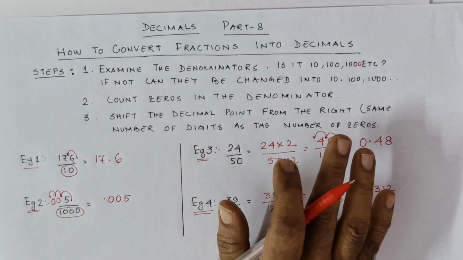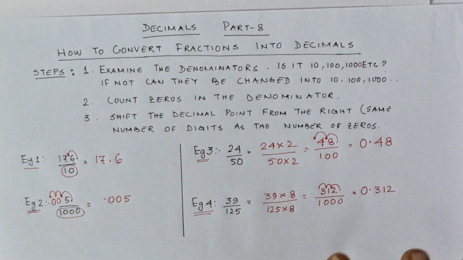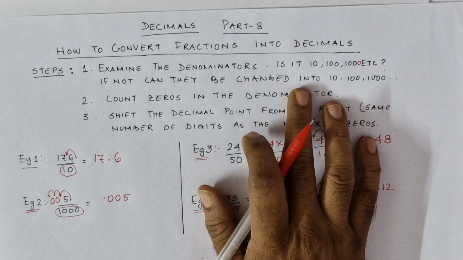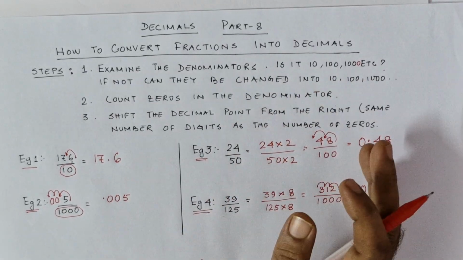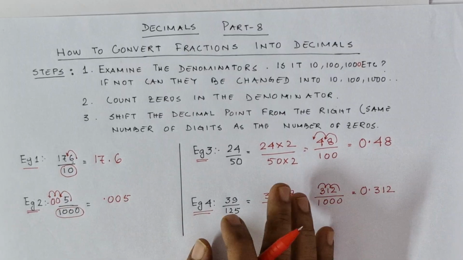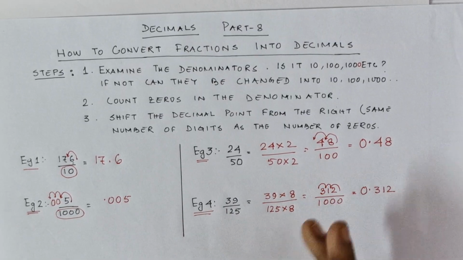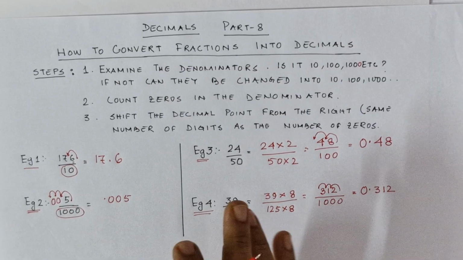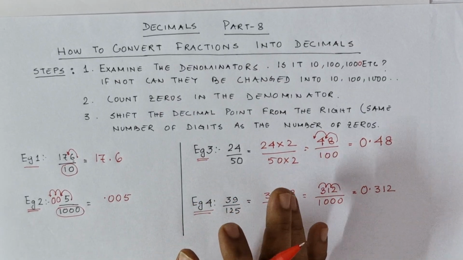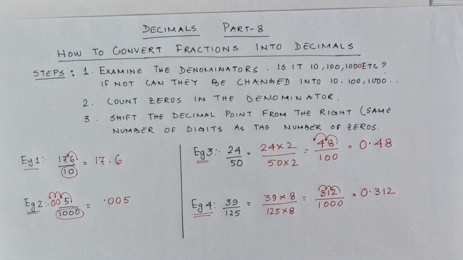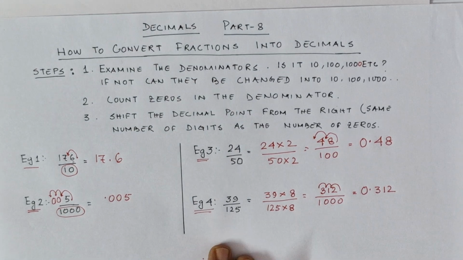I hope you have followed my lecture. These are very simple steps. Follow the steps in order to convert the fractions into decimals, where the denominators are 10, 100, 1000 or they can be converted into 10, 100, 1000. If they cannot be converted, what can be done? We shall see that in the coming lectures. Okay. So in the next class, we'll learn conversion of fraction into decimal by the long division method.